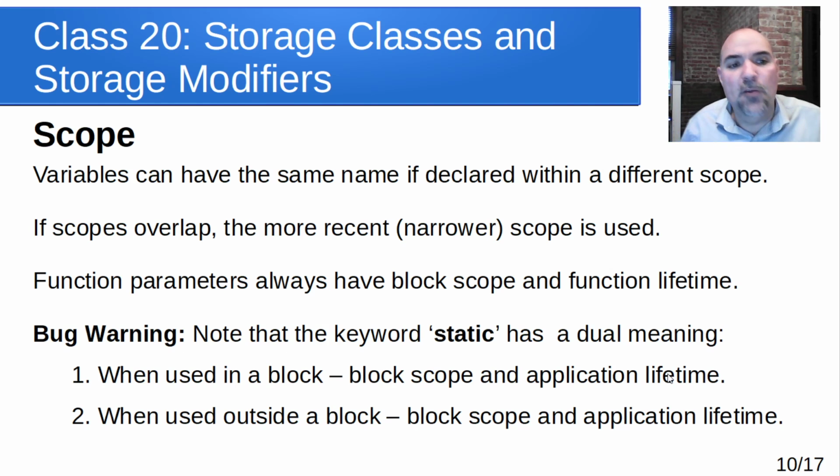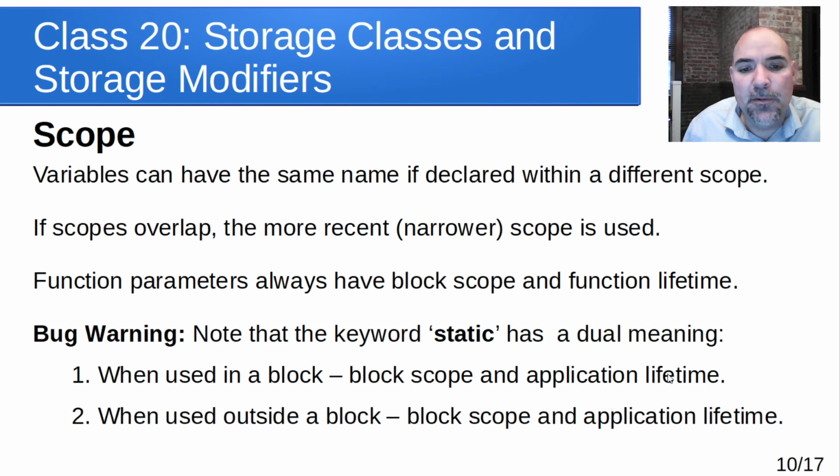Now, variables can have the same name as long as they're declared within a different scope. And the different scope could be within a different function, could be within a different file, could be one's a global, one's a local. But if you do have the same name for 2 variables where the scope overlaps, like a global and a local, it'll use the more recent or narrower scope. In other words, it'll use the local scope rather than the global. Function parameters always have a block scope and a function lifetime.